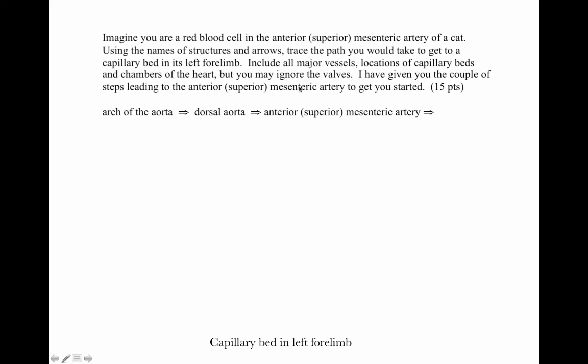And I've given you a couple of steps leading to the anterior superior mesenteric artery to get you started. So, in this example, we're starting in the arch of the aorta. We're going down to the dorsal aorta. In mammals, it's generally just called the aorta since there's no ventral aorta, and into the anterior mesenteric artery. So from there, we're going to go to a capillary bed in the small intestine. Remember that the anterior mesenteric artery is that unpaired vessel that serves the midgut, including the small intestine.